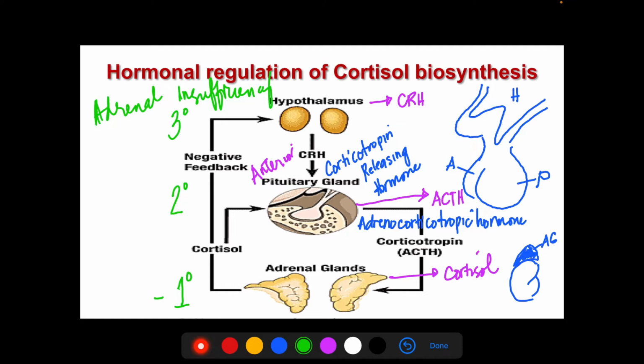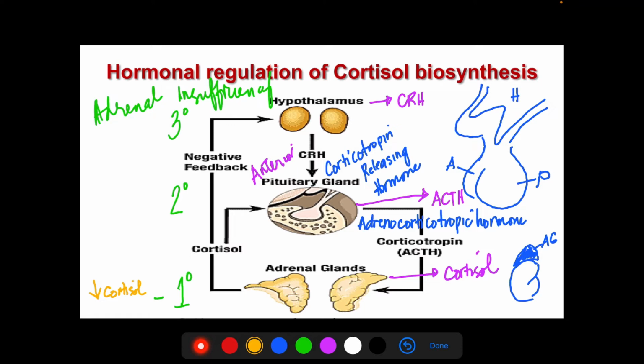So what would we expect on the levels of the different hormones? Of course, if there is primary adrenal insufficiency, we can see that the cortisol is decreased, right? Because the adrenal glands can't produce cortisol. The adrenal cortex has a problem. So how would the hypothalamus and the pituitary gland react? Because of this decreased cortisol, the feedback mechanism will follow that the hypothalamus will produce more CRH.